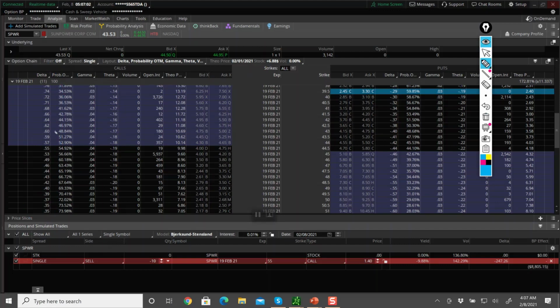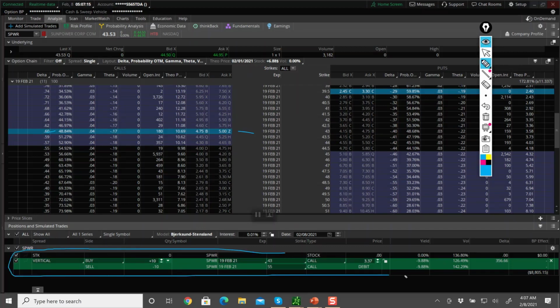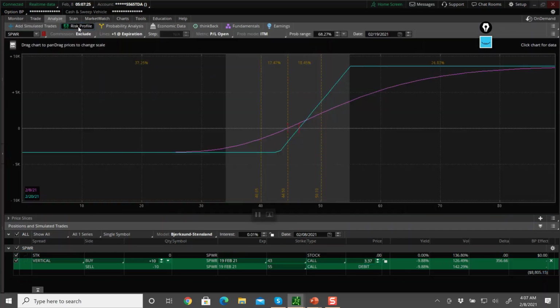We're going to buy, we'll go with the delta 60s, which are the 43s. So 43 and edit, boom. All right, so it put it down here. So you see I have a 43/55 bull call spread for $3.37 is what it says right now I could get it for. Now what does that look like?